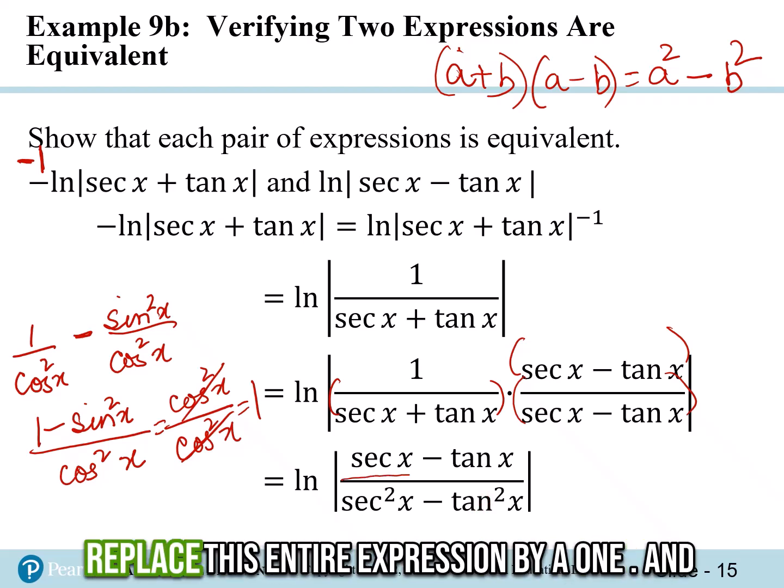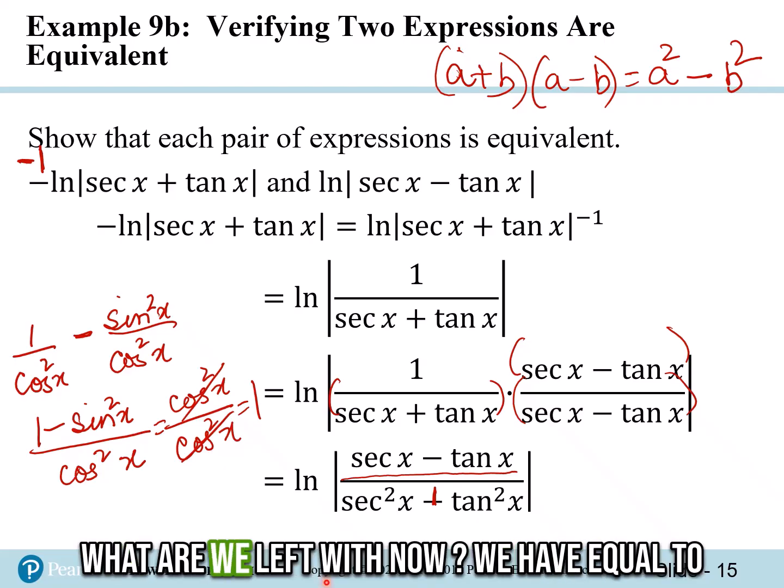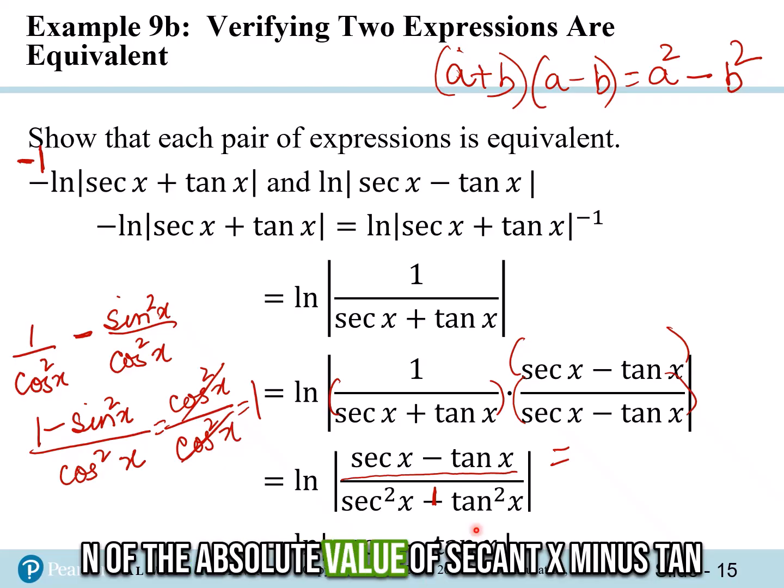Therefore, we can replace this entire expression by a 1. And what are we left with now? We have ln of the absolute value of secant x minus tan of x.